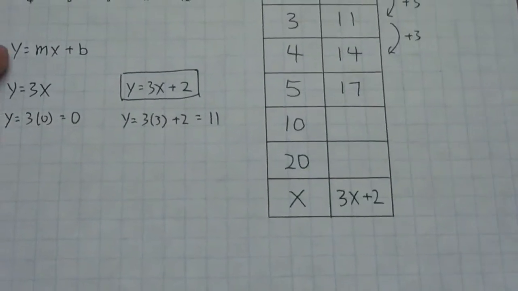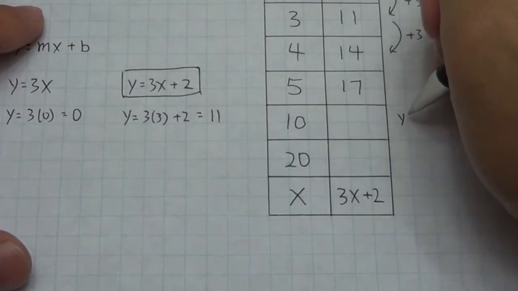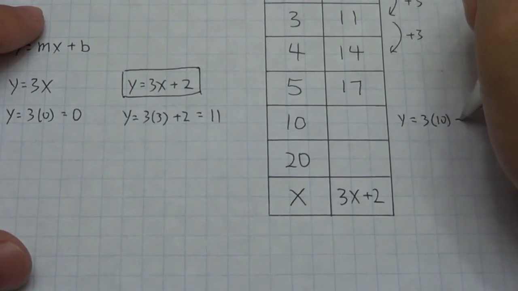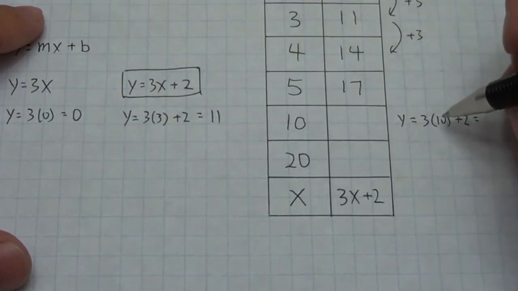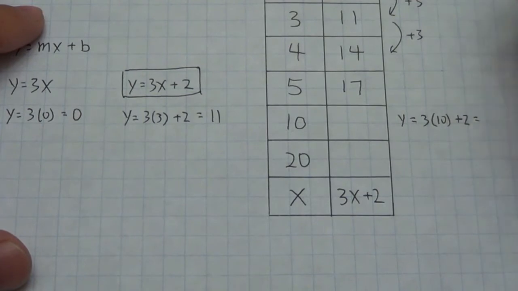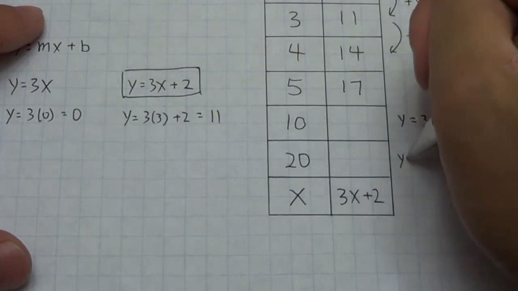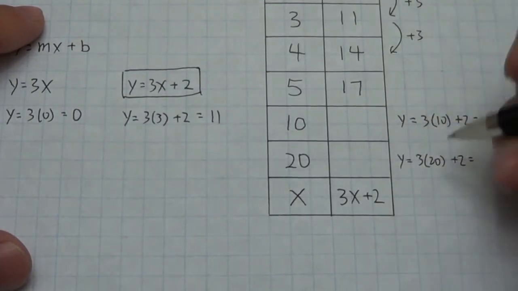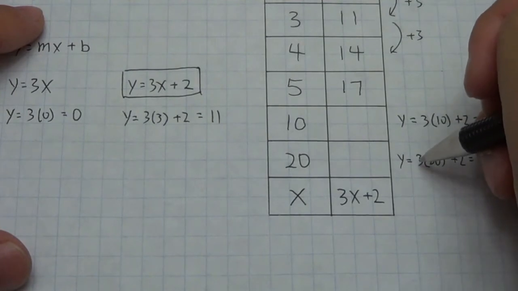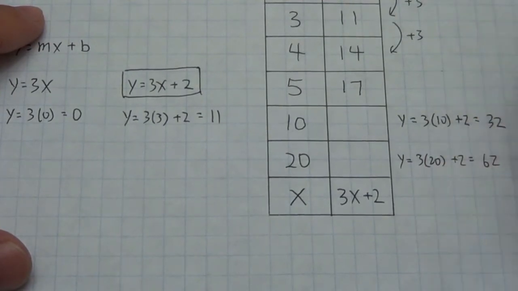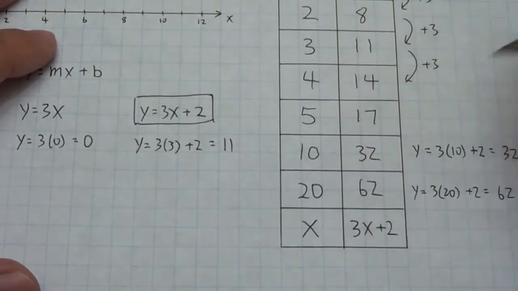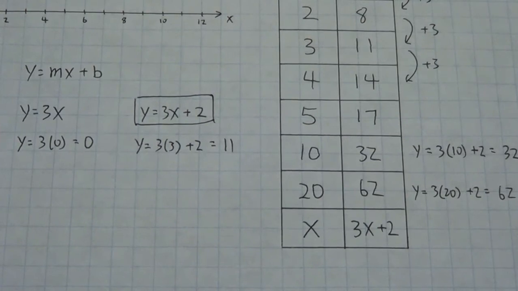All right, moving down here. When x is 10, y will equal 10 times 3, which is 30. 30 plus 2 is 32. And last one, when x is 20, y will equal 20 times 3, which is 60. 60 plus 2 equals 62. All right, so I can fill that in our table here, and that completes our table.